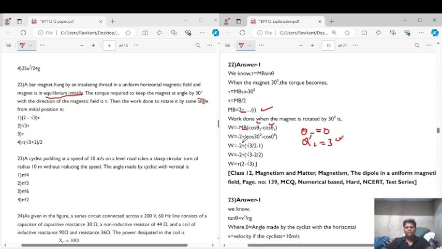So putting mB as 2 tau, cos theta 2 is cos 30 minus cos theta 1 is cos 0. Putting the values when we calculate, we get work done W equals tau into (2 minus root 3). So according to this calculation, the correct answer for question number 22 will be option number 1, that is (2 minus root 3) tau. So the correct answer for question number 22 is option number 1.